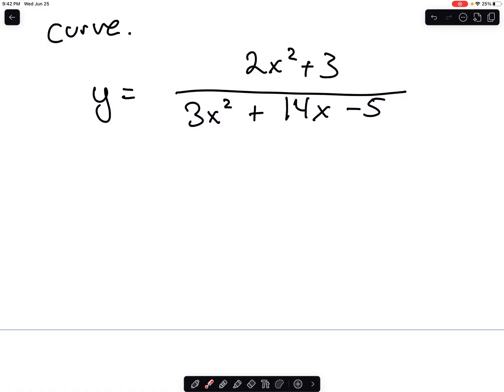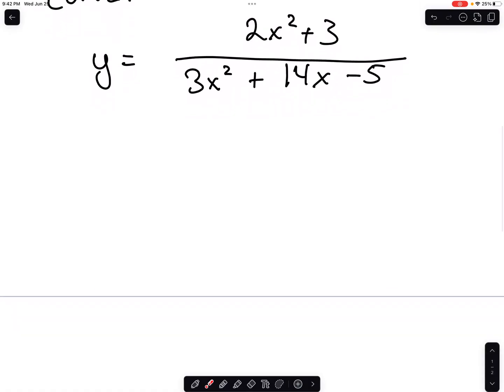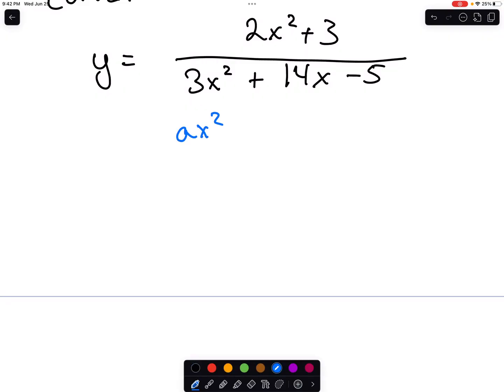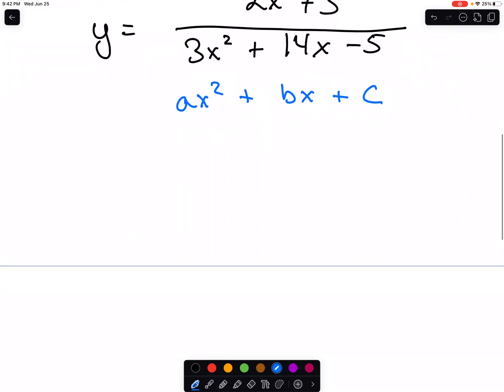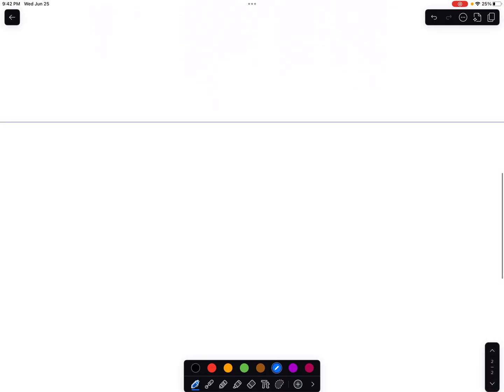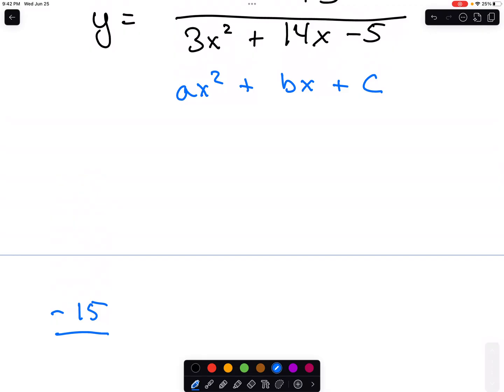When I'm trying to factor a trinomial, I use a technique called the AC method of factoring, right? In general, this takes the form ax squared plus bx plus c, where our a is 3 and our c is -5. First thing I want to do is take my a times my c, so 3 times -5, which gives me -15. Off to the side, I'm looking at -15. The goal is to find 2 numbers that multiply to give me -15 and add to give me 14.